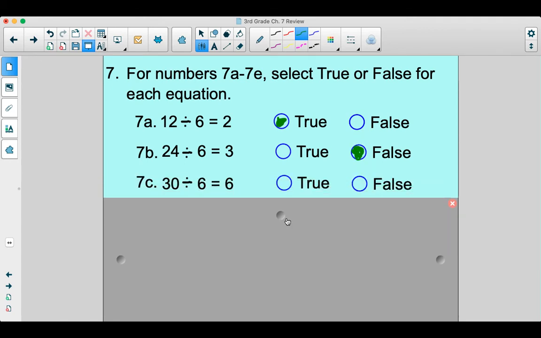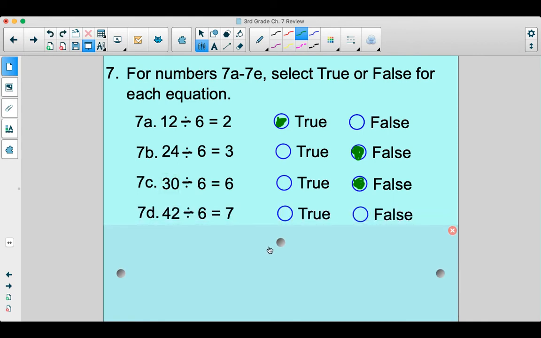30 divided by 6 equals 6. Okay, if you have 30 things and you put them in groups of 6, will you have 6 groups at the end? The answer to that is no. Does anybody know what the real number would be right here? We'd have to change this number to make divided by 6 equals 6. Otherwise known as 6 times 6 makes 36. This would have to be a 36 in order for it to be true.